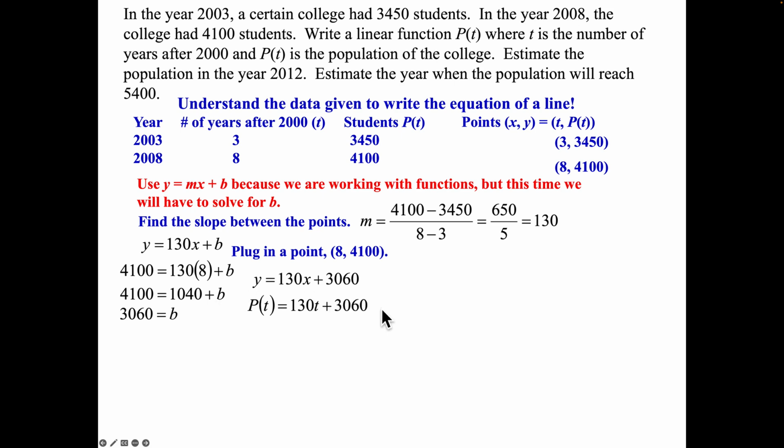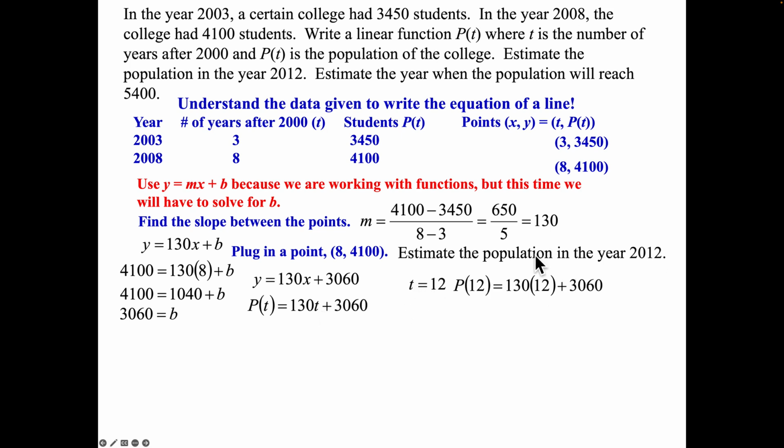Okay, there's the equation. Now, if I would have had an ugly fraction slope, then I would use the point slope formula to write my equation. Or if we want to go to standard form, we could use standard form if we have to have it in y equals mx plus b. All right, so estimate the population in 2012. Okay, 2012, t would be 12. Plug in a 12. 130 times 12 plus 3,060. Calculator tells me 4,620. That one's done.